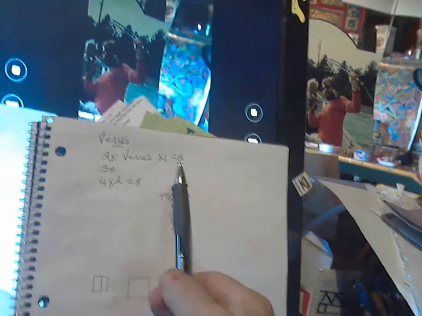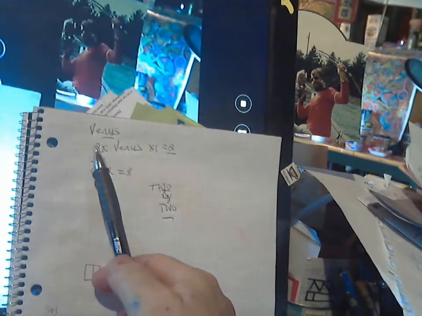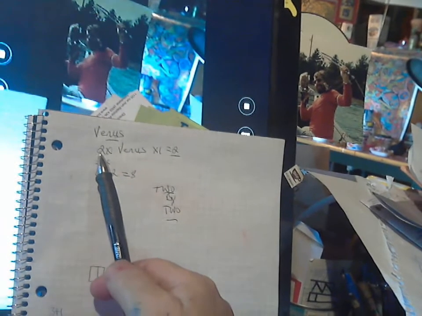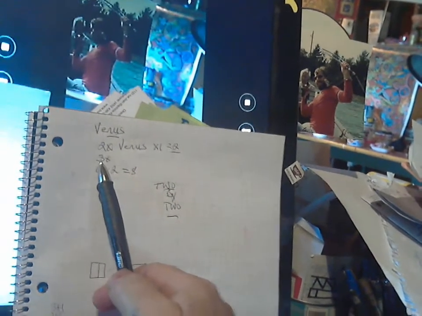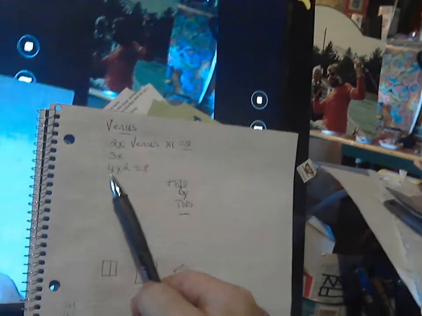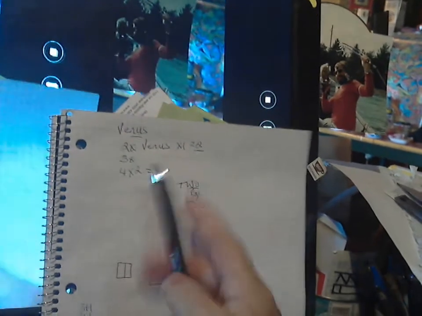Venus times 1 is in the middle. 1 Venus gets 2 equals 3. 2 Venus is 4 equals 6. 3 Venus times 2 equals 8, plus 3 is 11. 3 Venus makes the red sun. 4 Venus equals 8 plus 4 is 12. That makes the purple heart.